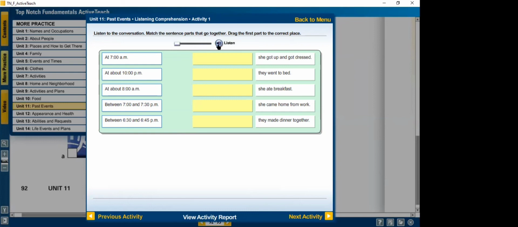Thank you very much. Okay, so at 7 a.m., what did she do? She got up and got dressed. They went to bed. She ate breakfast. She came home from work. They made dinner together. What did she do at 7 a.m.? She ate breakfast. No, incorrect. At 7 a.m., she got up and got dressed. What did she do at 10 p.m.?